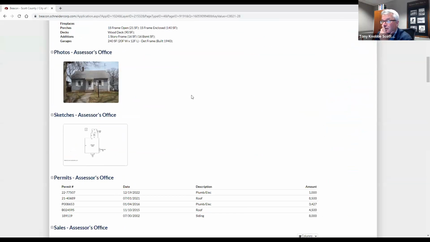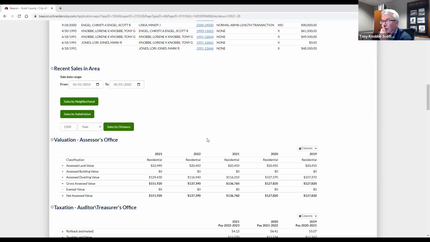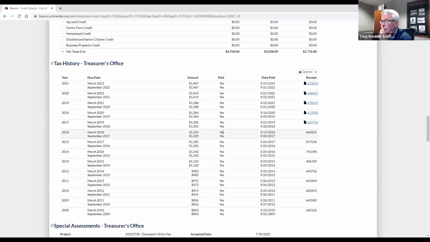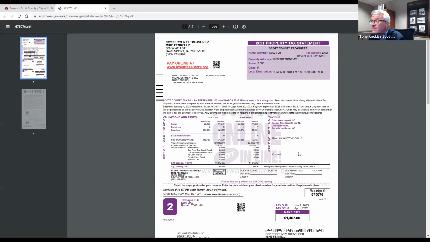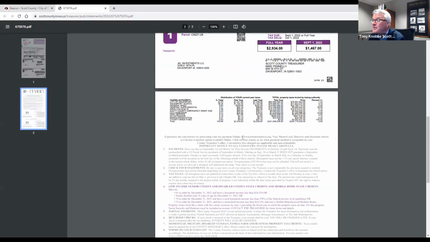And whoever owns this house now, I don't care, but you can go down to tax history and you can click on that receipt. Do you see this receipt off to the right? I do. And on the back side of this, you'll see the breakdown of, in this case, City of Davenport is 42.33%.